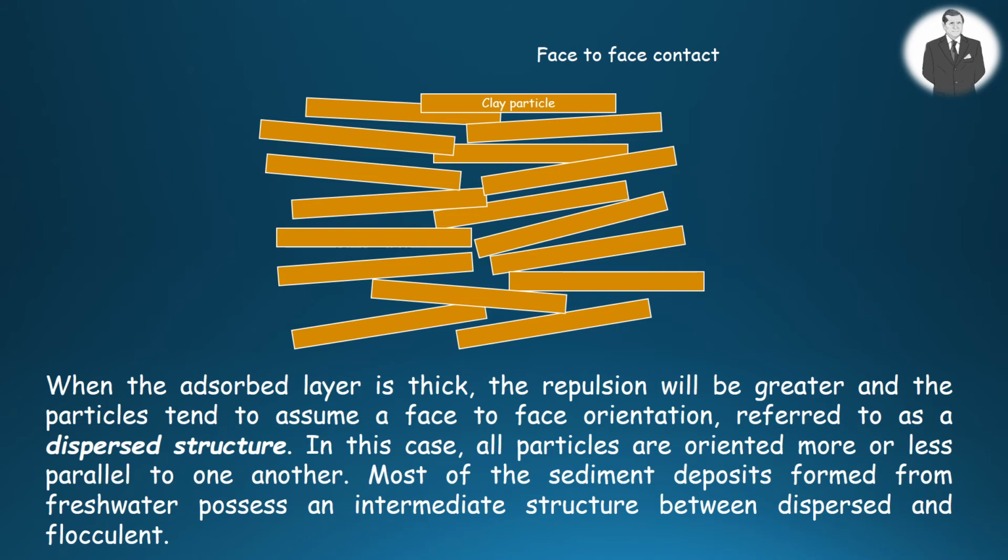when the adsorbed layer is thick, the repulsion will be greater and the particles tend to assume a face-to-face orientation. This arrangement is referred to as a dispersed structure. In this case, all particles are oriented more or less parallel to each other, as illustrated in the figure here. Most of the sediment deposits formed from fresh water have an intermediate structure between dispersed and flocculent.